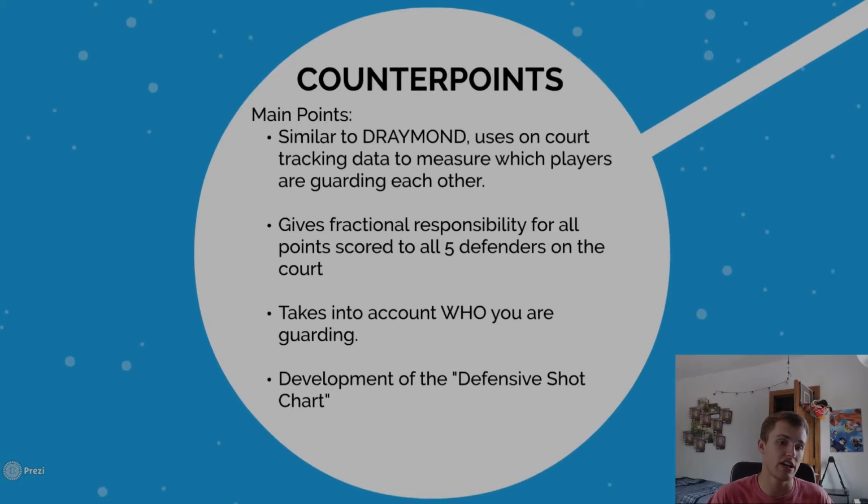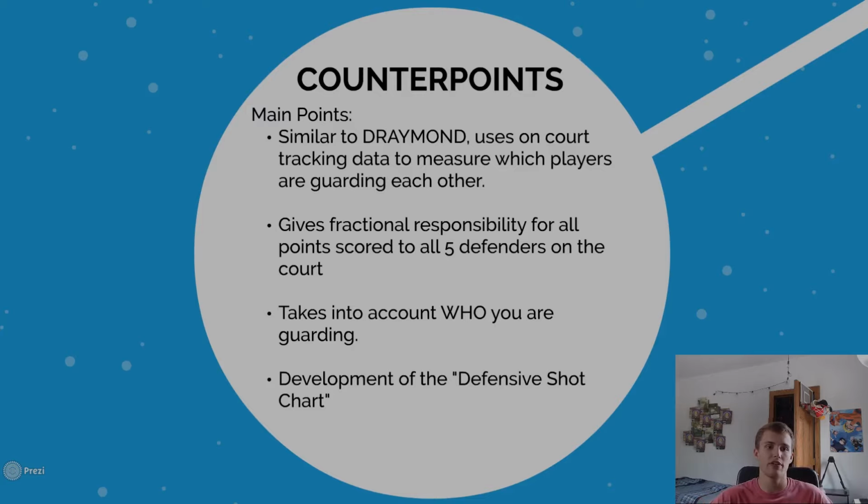And that leads us into the next point, which, based on my research so far, just on the internet and what you can find, seems to be the best, most cutting edge defensive metric that we have. It's called counterpoints, and it was presented at the Sloan Conference, looks like a couple years ago. It's similar to Draymond in that it uses the on-court tracking data to measure which players are guarding which, and it's looking at all 5 matchups.